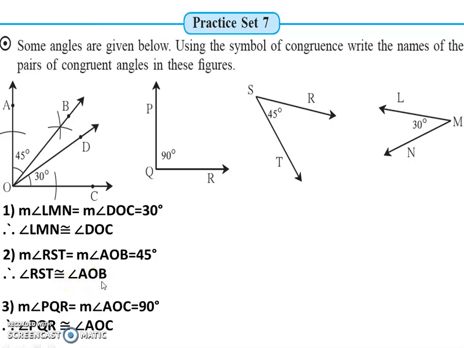The third pair of congruent angles, measure angle PQR. It's a right angle measuring 90 degrees, and angle AOC also is a right angle measuring 90 degrees. So therefore, angle PQR is congruent to angle AOC.